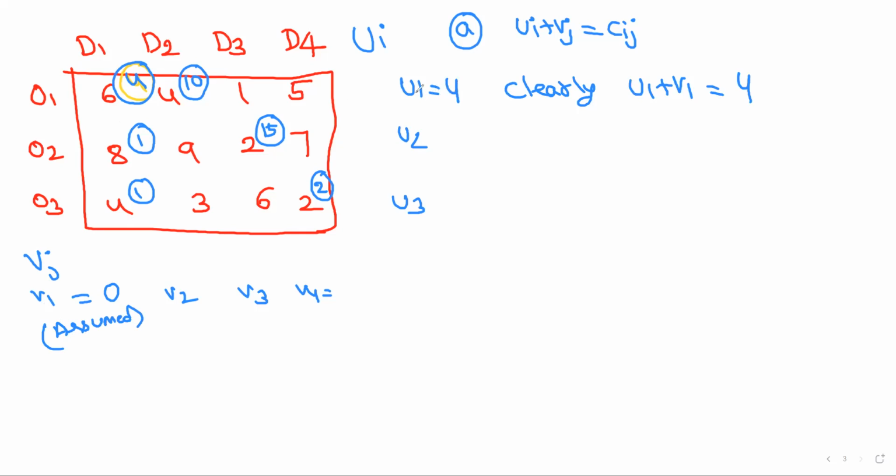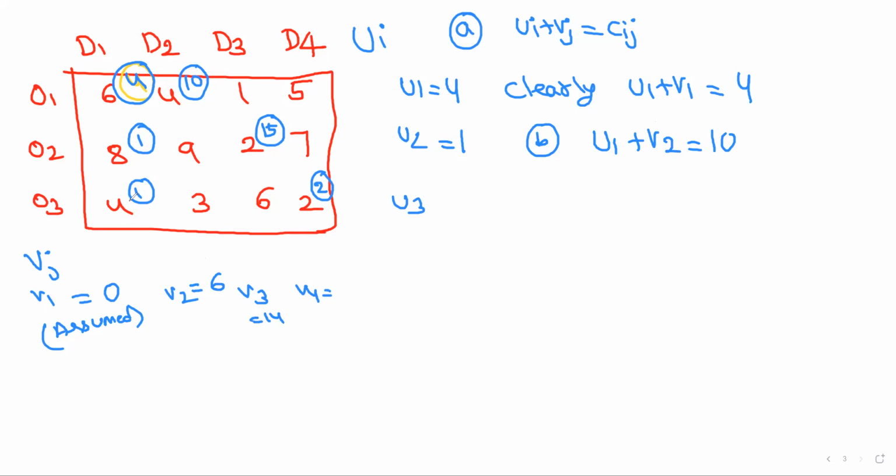In the first row, u1 is 4, and the inside value is 10. Second one, u1 plus v2 is equal to 10. Adding the outside values we get the inside value. Already outside 4 is there, so v2 is 6. Here 1 is there and the column value is 0, so we get 1. Here 15 is there, outside 1, so v3 is equal to 14.